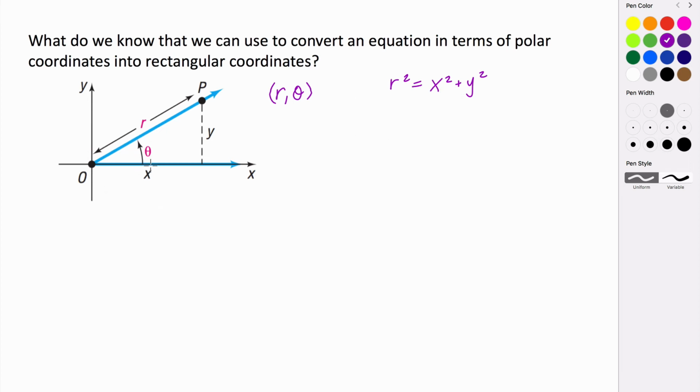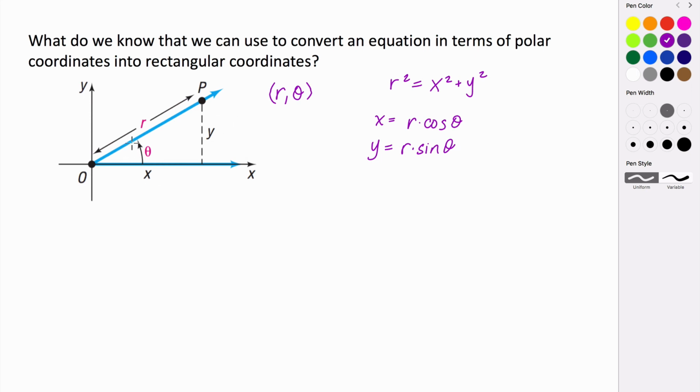We also know that the x coordinate in polar coordinates is equal to r times the cosine of theta. We get that from saying the cosine of theta is x over r and then solving for x. We know that the y coordinate is just r times the sine of theta. Again, we take the sine of theta, sine of theta is y over r, and solve for y.